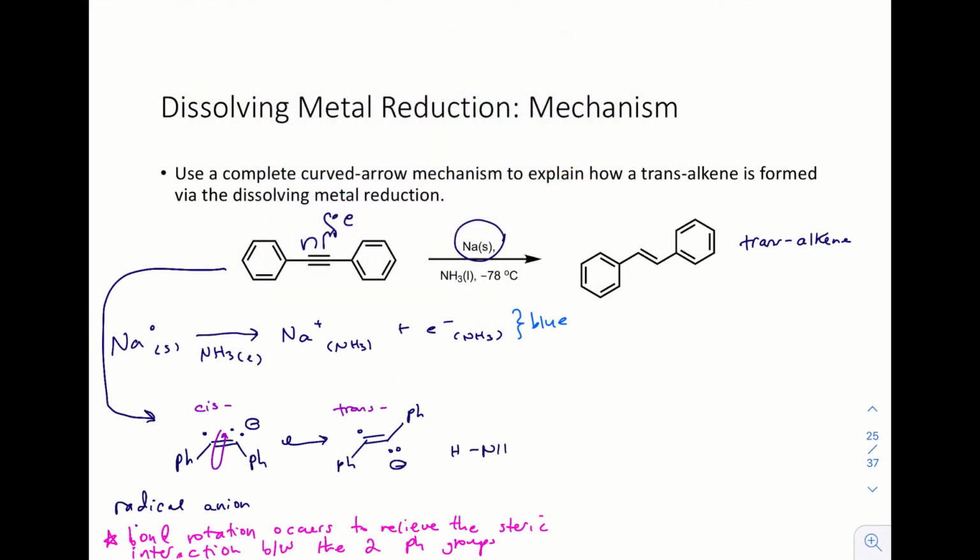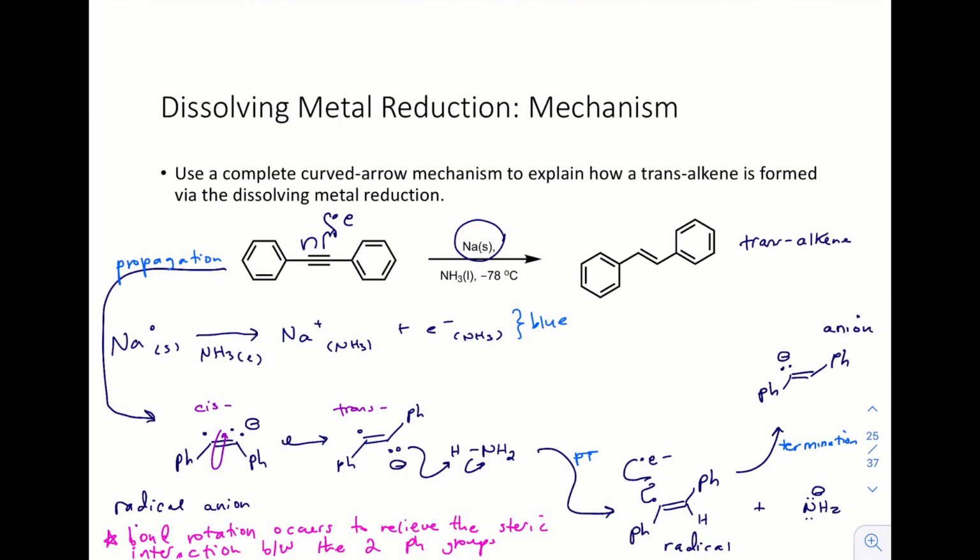The trans radical anion goes on to react with the ammonia solvent in a proton transfer reaction, resulting in this radical intermediate. This radical intermediate has this unpaired electron, which can pair up with another dissolved electron in solution. This termination step of sorts generates an anion that will act as a base, accepting a proton from the ammonia solvent, generating the final trans alkene product. There's the proton that's added in that step. Here is the proton that already existed.